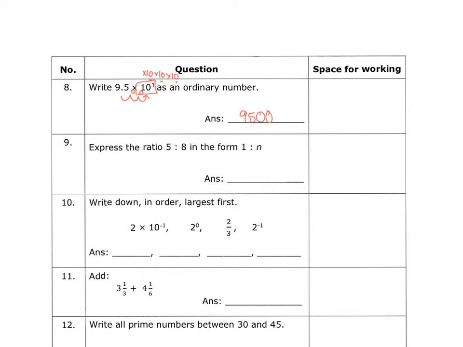Express the ratio 5:8 in the form 1:n. That means that the first number needs to be a 1. So for 5 to become a 1, we need to divide by 5 and similarly divide by 5 on the other side to keep it balanced. Now, 8 divided by 5. So, 5, 1 whole.